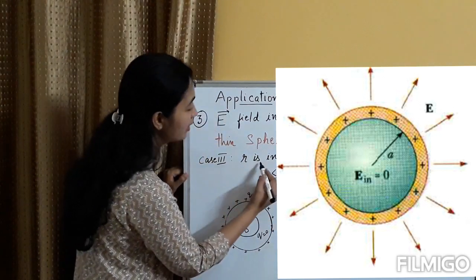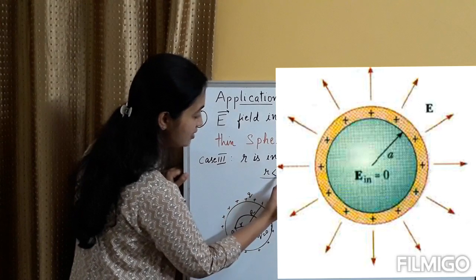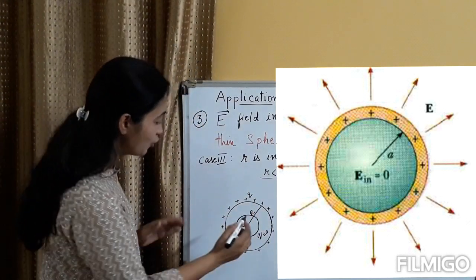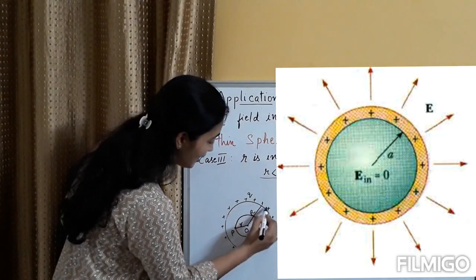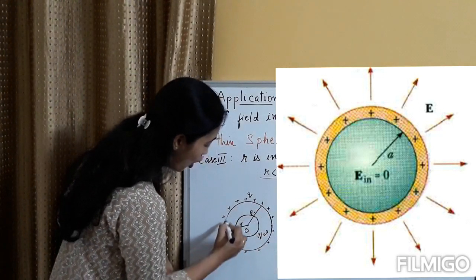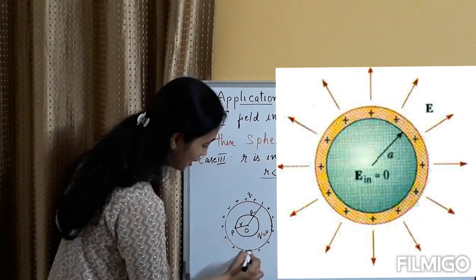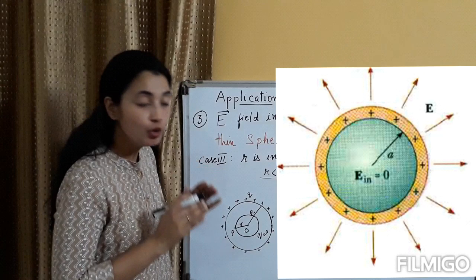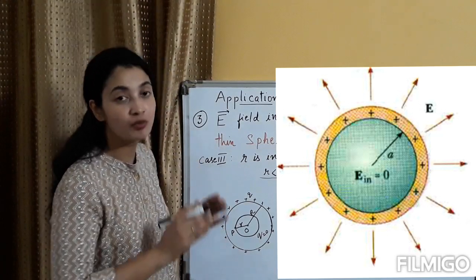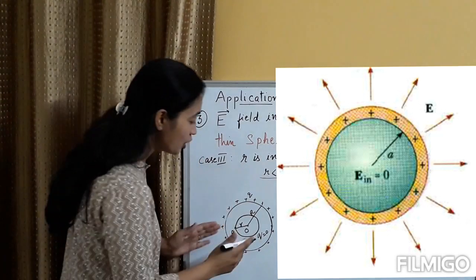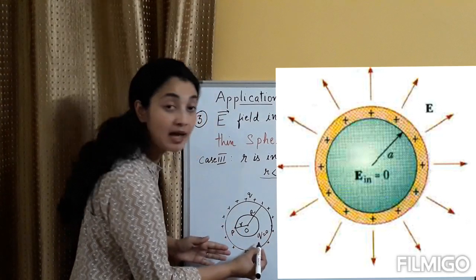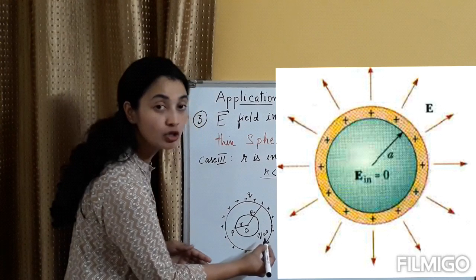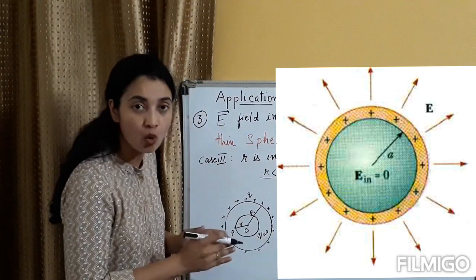And now when P is inside the shell, that is, small r is less than capital R, we have to find the electric field. Obviously you know that the entire charge is uniformly distributed over the outer surface of the uniformly charged thin spherical shell. None of the charges are residing inside the shell. The amount of charge inside the shell is, obviously you can see, 0.